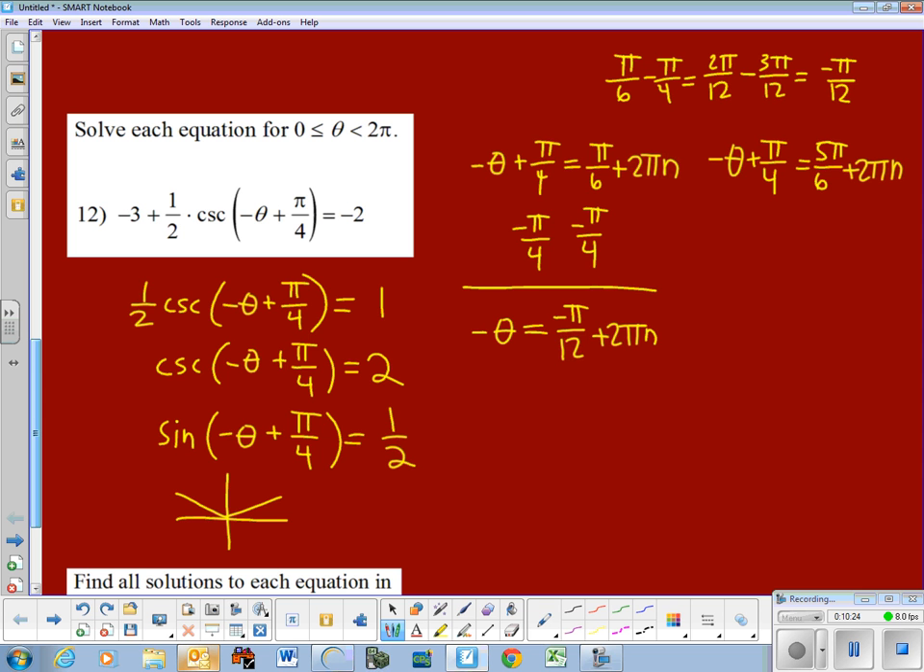Now I'm going to multiply everything by negative 1, including the plus 2 pi n. But really, if you think about it, that doesn't matter, because n could be any number, plus or minus 1, or plus or minus any whole number, so we're fine. So my final answer, based on this half, is going to be pi over 12 if n equals 0.